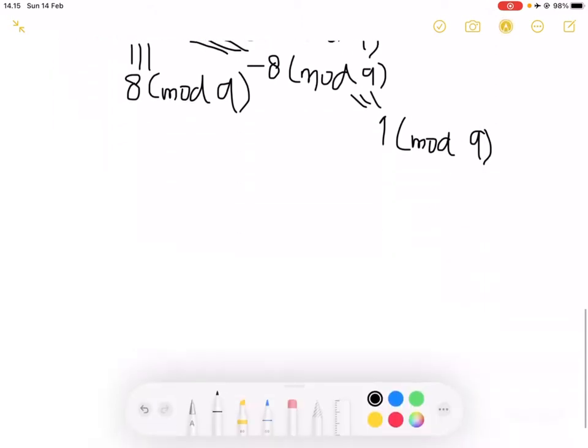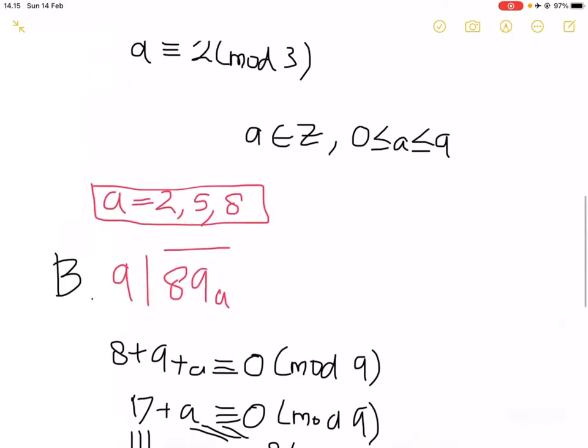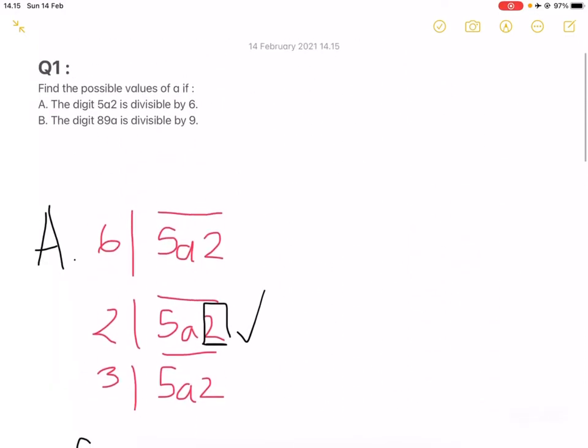Since we know a is a digit, we must find an integer between 0 and 9 that, when divided by 9, leaves a remainder of 1, and that is simply 1. So our possible value of a is just 1 in this case. Alright, so that's the first example.